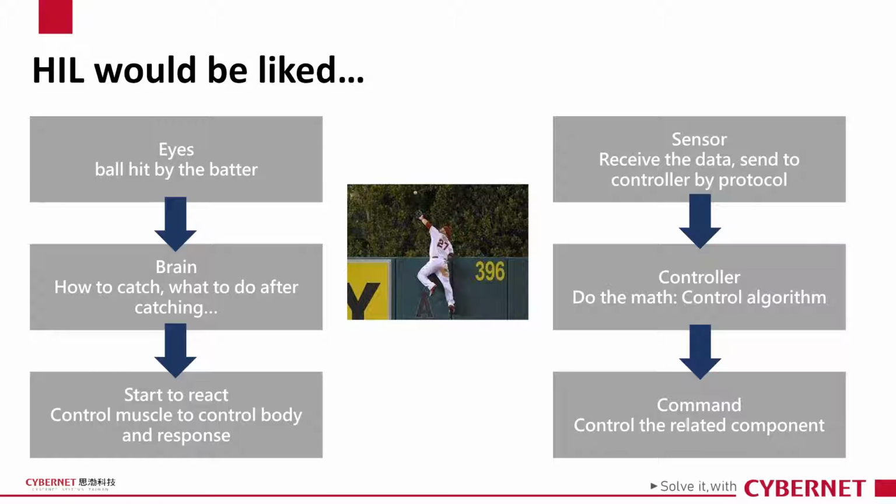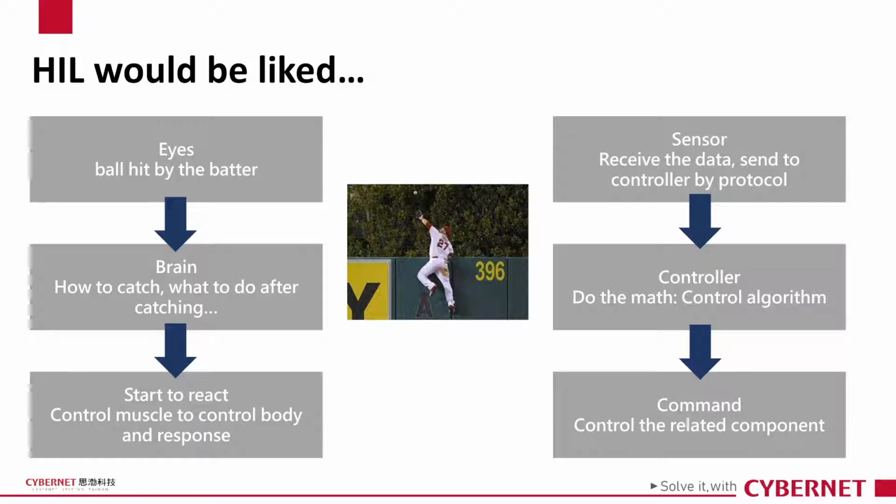Okay, so let me explain it to you with an easier-to-understand method. Assume that we are a baseball player. When the ball is hit, we would probably start to react and try to catch the ball. At this moment, eyes are our sensor. Okay, now the ball is flying directly to us. We will start to think about that. How to catch it? What should I do after I catch the ball? Should I pass it to the first base or the second base?